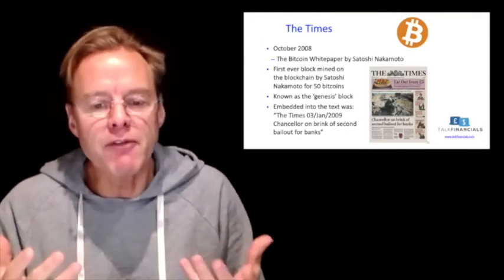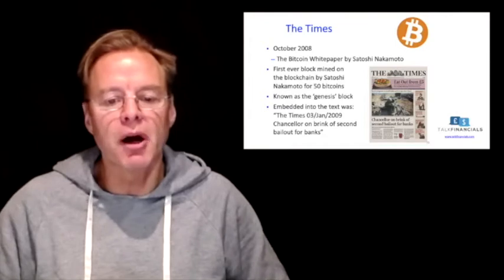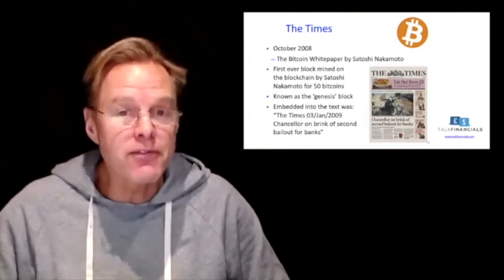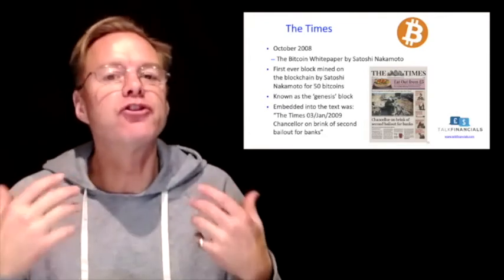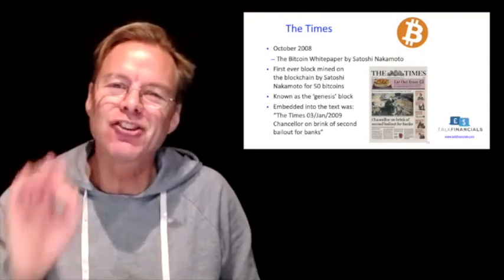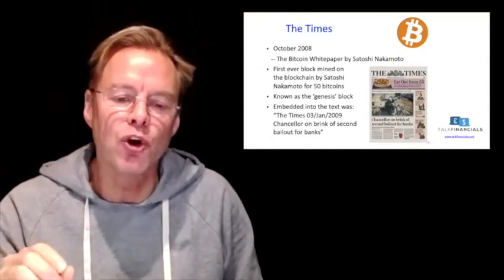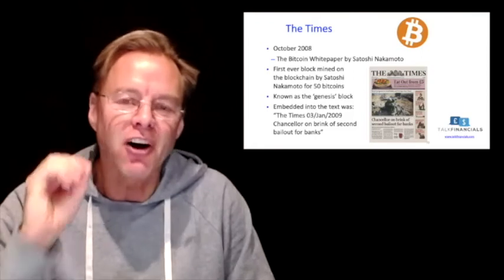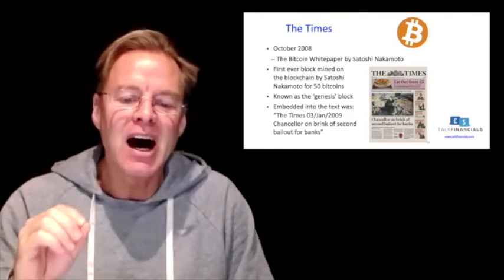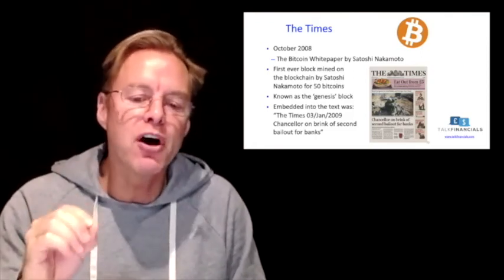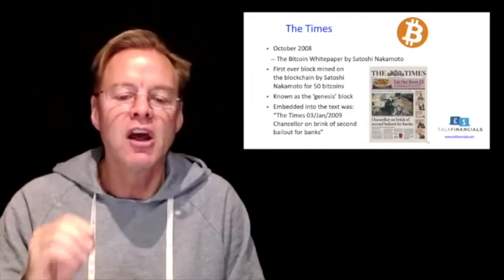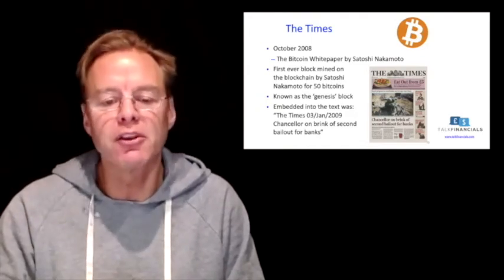The first ever block was mined on the blockchain by Satoshi Nakamoto for 50 Bitcoins, and this was known as the Genesis block. And what's interesting about the Genesis block is it refers to the Times on the day, the 3rd of January 2009: Chancellor on the brink of second bailout for banks.